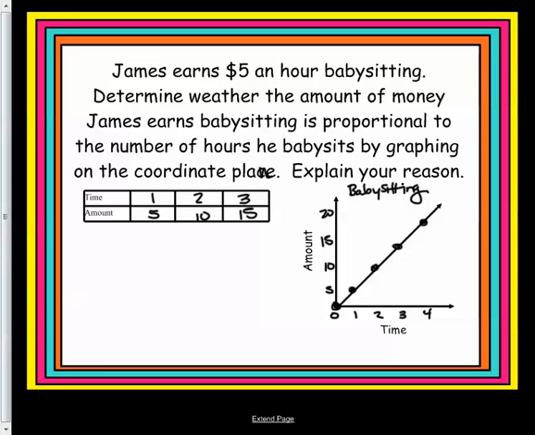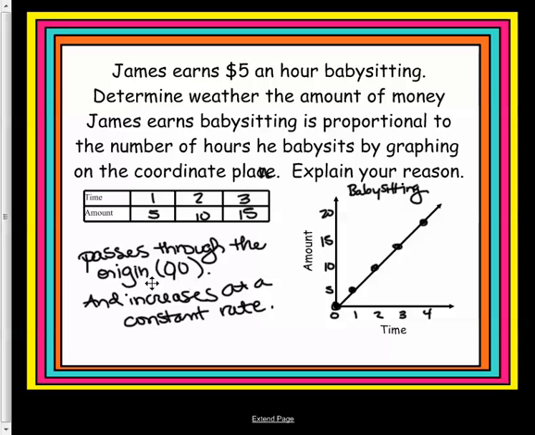So this goes through the point of the origin, or 0, 0, and it increases at a constant rate. These are the two requirements of it on a graph. It has to start at 0, 0 in our table and in our graph.